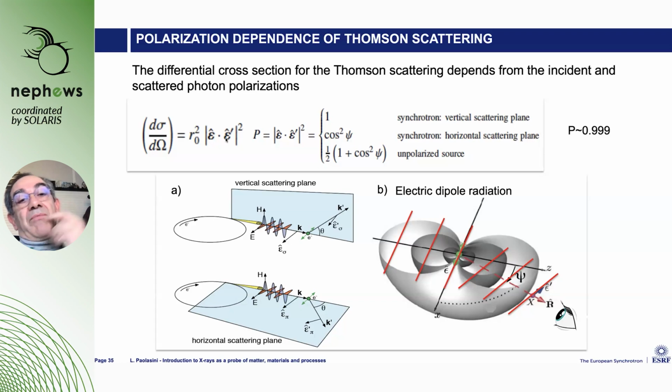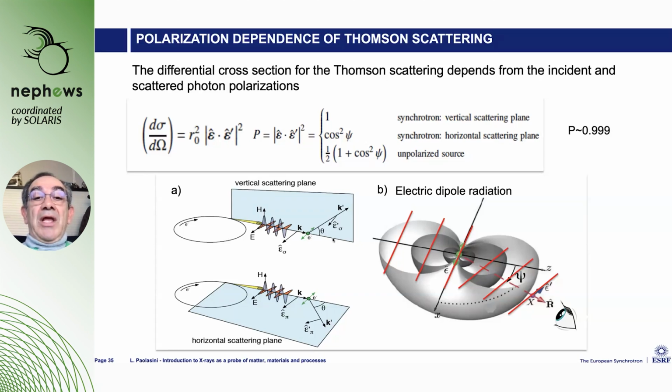And this can be expressed by the product of the incident and the scattered polarization vector. And so the differential scattering cross-section for the Thomson scattering is given by this simple formula, r0 squared times the modulus squared of the product of the incident and scattered polarization. This is important because at the synchrotron, the X-rays are linearly polarized.